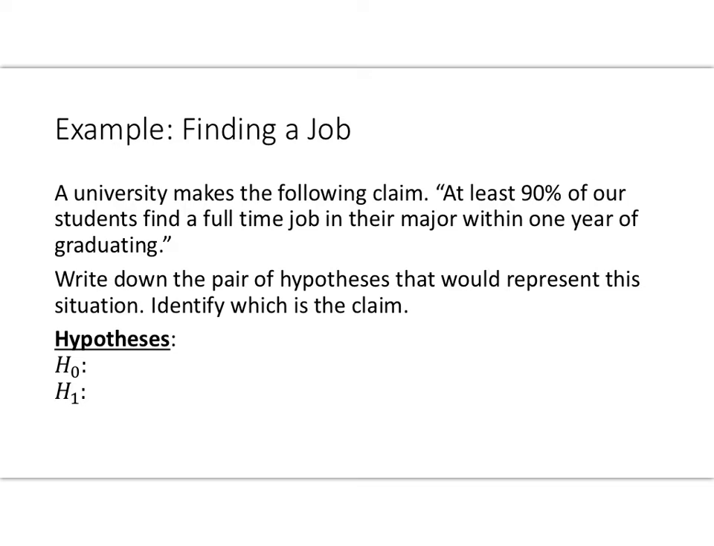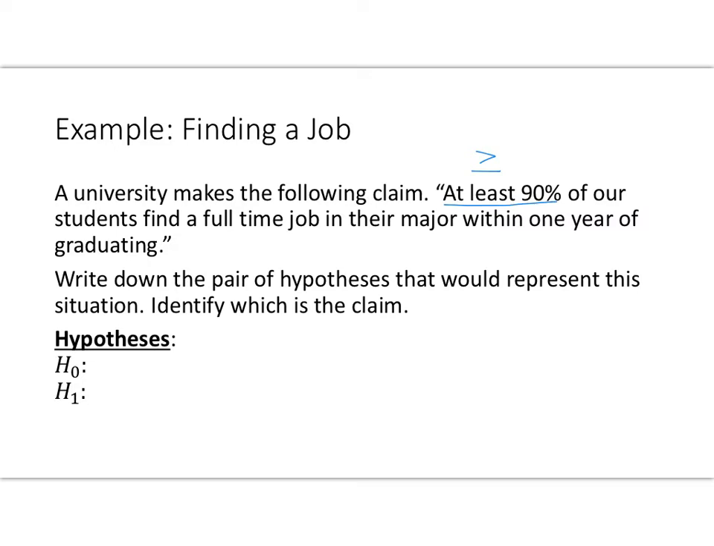A university makes the following claim: at least 90% of our students find a full-time job in their major within 1 year of graduating. Write down the pair of hypotheses that would represent this situation and identify which is the claim. So we know that we're looking at a population because we're talking about a number of students. So we'll be using a P. And we're saying at least 90%. So at least means greater than or equal to. And then we'll write this as a decimal.